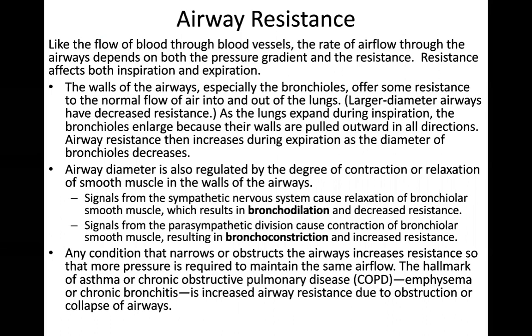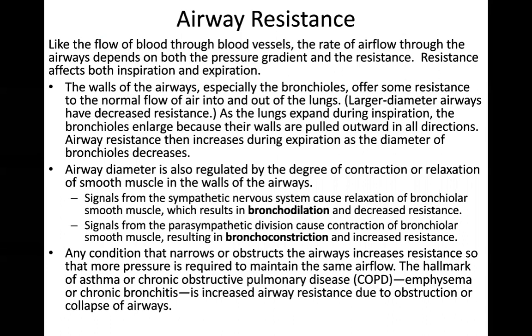The walls of our airways, especially our bronchioles, which are airways within our lungs, offer some resistance to the normal flow of air into and out of our lungs. The larger the diameter of the airways, the less resistance they have. So your trachea, your windpipe, has the least amount of resistance, which is just like what we saw with blood vessels. The bigger vessels have less resistance. Your smaller ones, especially your arterioles, your capillaries, your venules, they're tiny, and so flow of blood is more difficult. So we say resistance is higher.